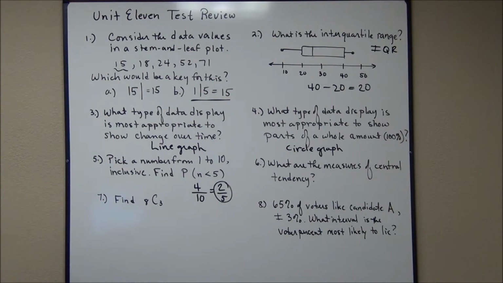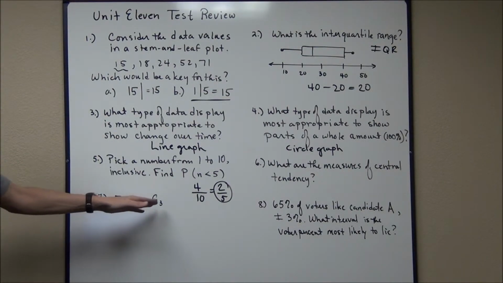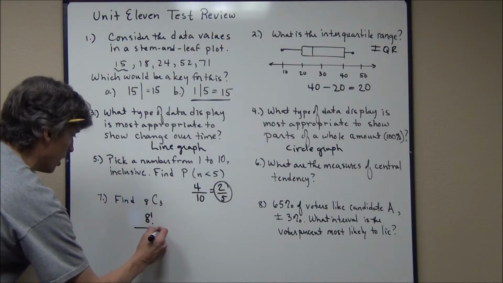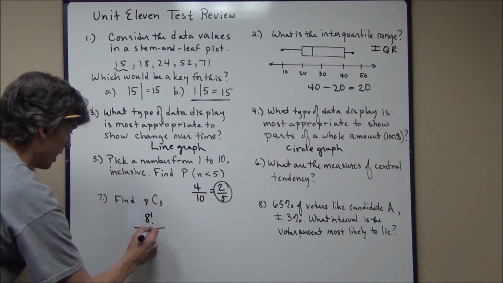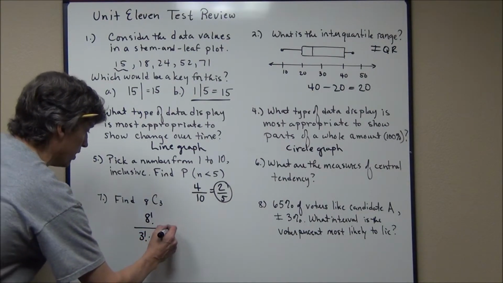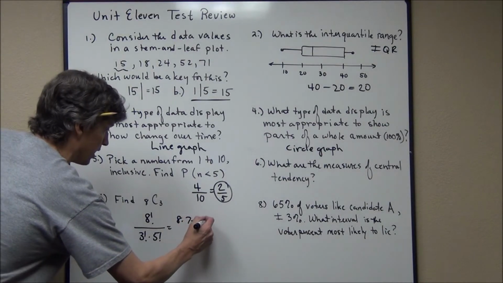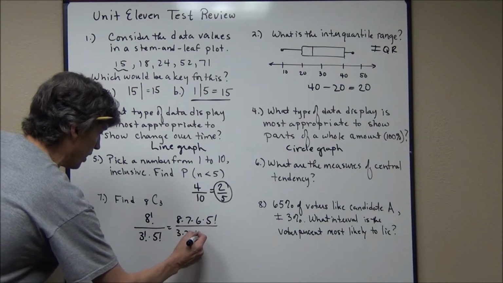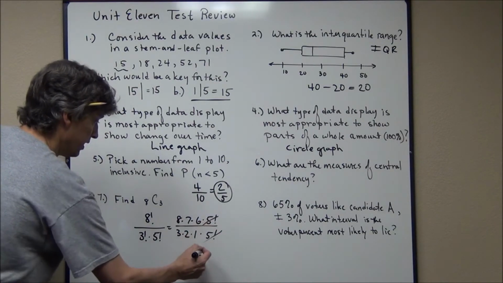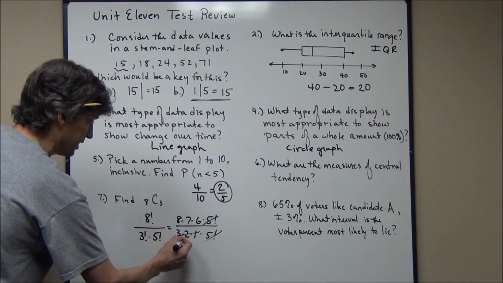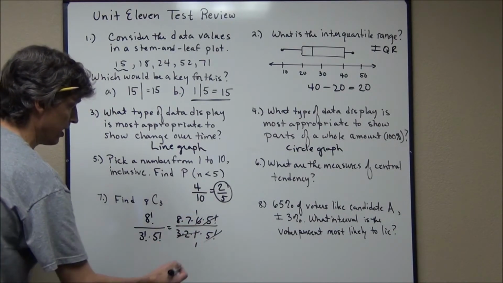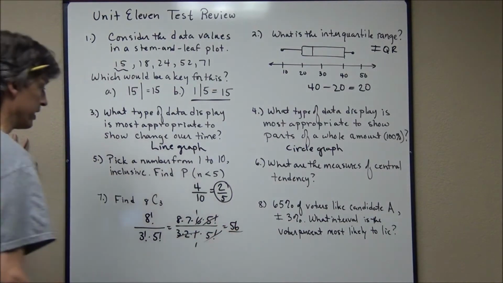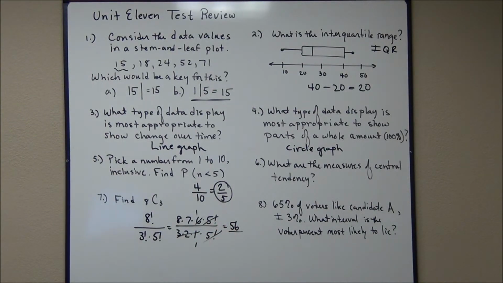Problem 7. Find the combination of 8 things taken 3 at a time. Well, if I use the formula, this is 8 factorial all over 3 factorial times (8 minus 3), 5 factorial. So this is 8 times 7 times 6 times 5 factorial all over 3 times 2 times 1 times 5 factorial. These cancel. 3 times 2 times 1 is 6, which cancels with the 6 there. I end up with 8 times 7, or 56. And that's the number of combinations, 8 things taken 3 at a time.